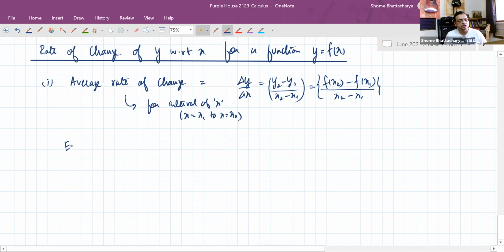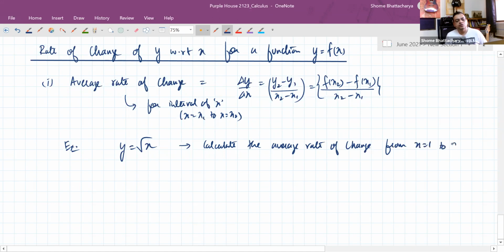So given any function, so for example, I have the function y is equal to square root of x, and I say calculate the average rate of change from x equal to 1 to x equal to 4, let's say. Okay. So what we'll do here is the function that we'll substitute is square root of x. The value of x1 that we have is 1. So the value of y1 is f of x1. So that will become, substitute x as 1.